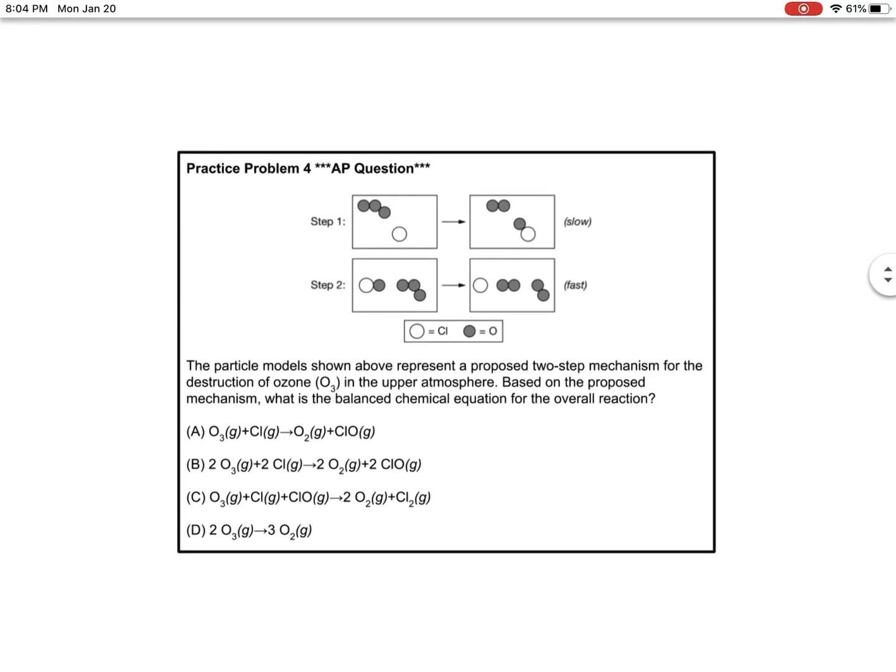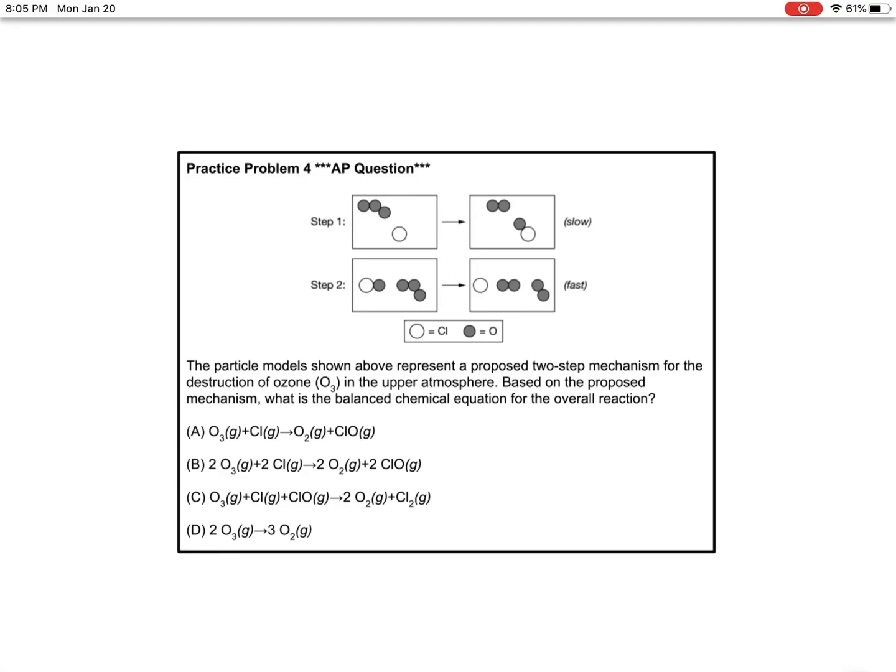Okay, here we go. So, the particle models shown above represent a proposed two-step mechanism for the destruction of ozone in the upper atmosphere. Based on the proposed mechanism, what is the balanced chemical equation for the overall reaction? So what they're doing here is they're giving you the mechanism that the reaction is occurring through, meaning that they are showing you the elementary steps that form a complex reaction, and they're asking you what the equation for that complex reaction is.